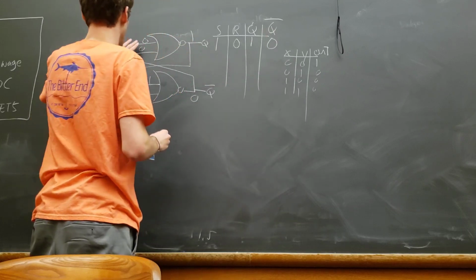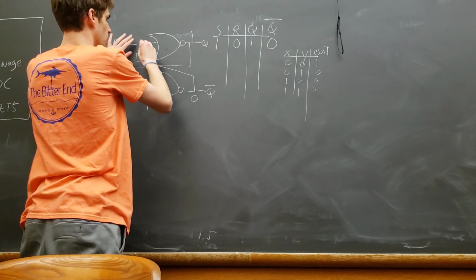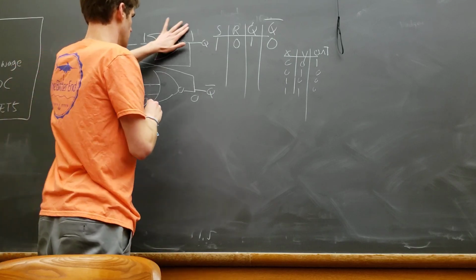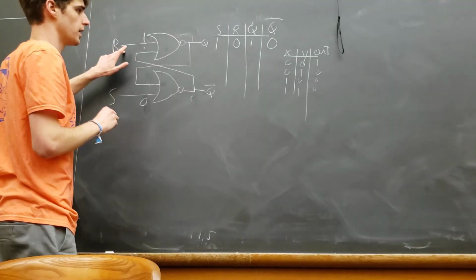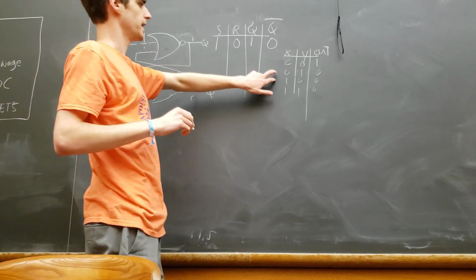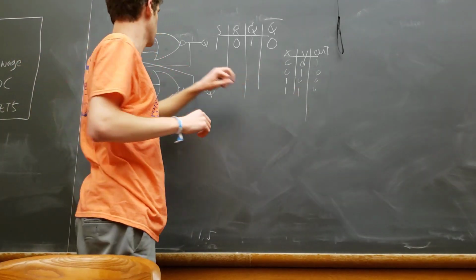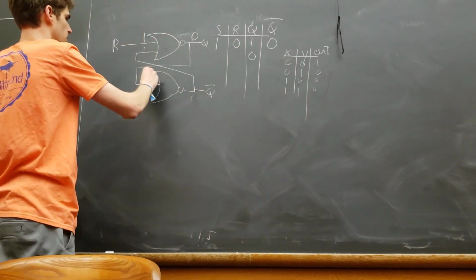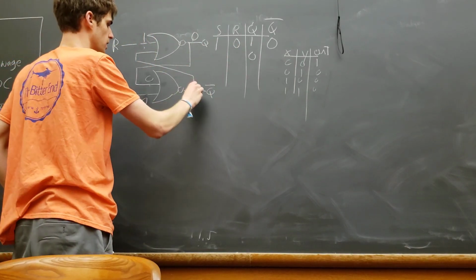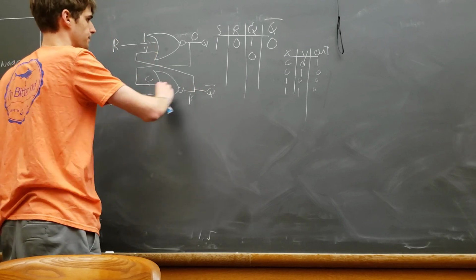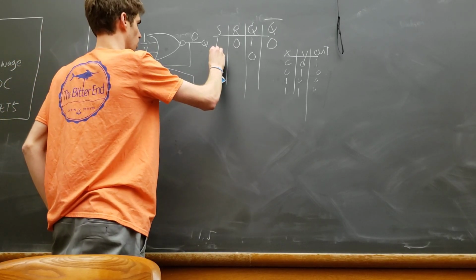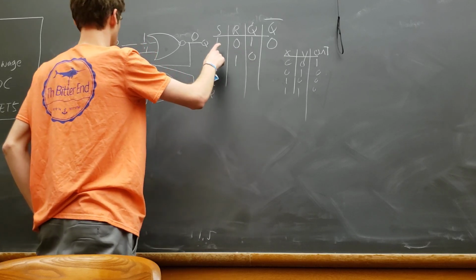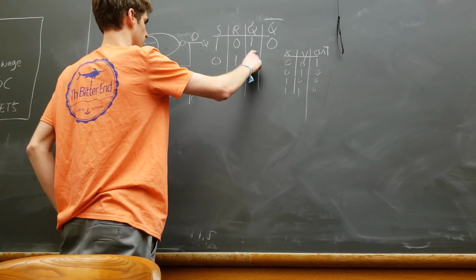Now if we switch these, so R is 1 and S is 0, then the output of this NOR gate is going to be 0, so Q is 0. Q is 0 and this is 0, so that's a 1, so Q naught is 1. So Q is 0 and Q naught is 1.